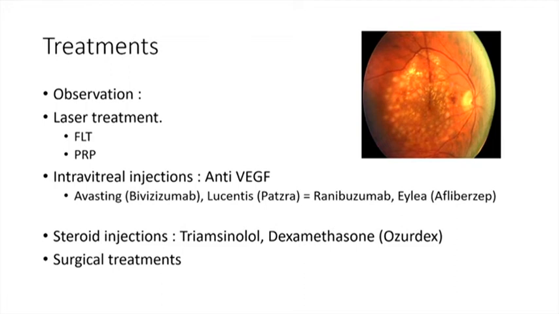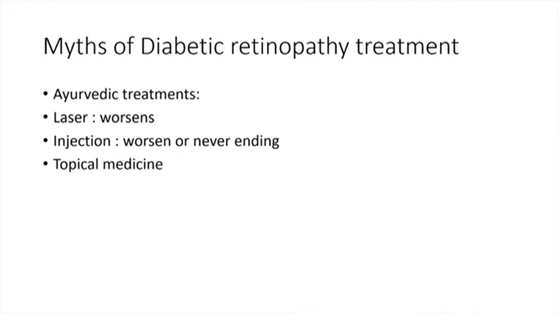And finally, in the late stages, you can remove the blood, or remove the fibrovascular membranes by doing surgical treatment. There are a lot of myths about diabetic retinopathy. One thing, Ayurvedic treatment.